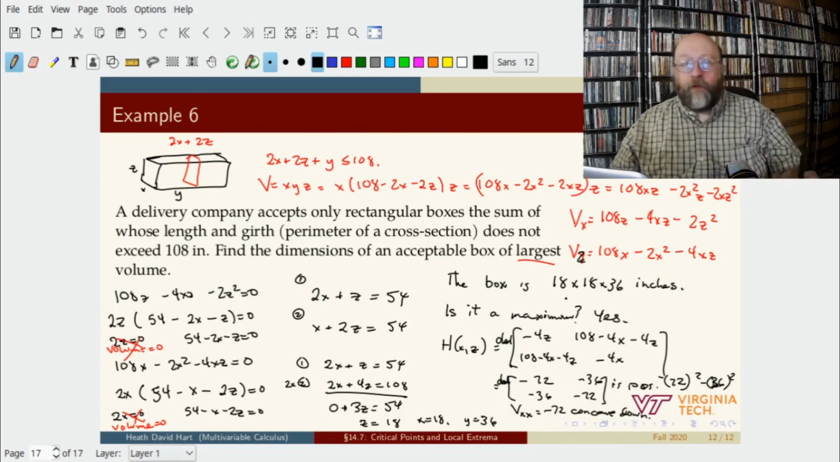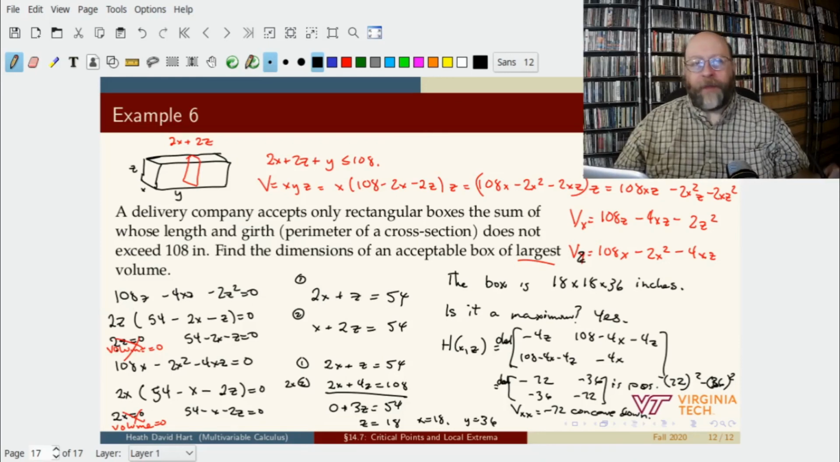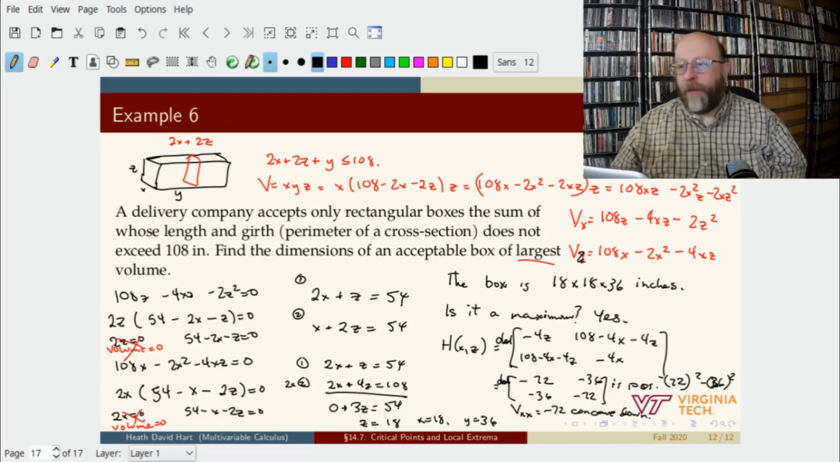So did we need to do all of that extra checking? We probably didn't, because we had sort of by reasoning eliminated the minimums here where the volume was 0. But it's a nice thing to be able to check that.